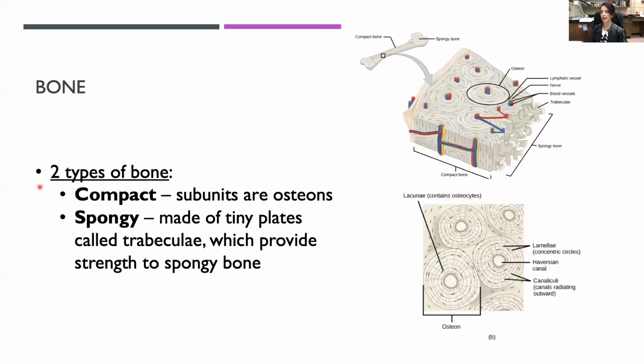We have two different types of bone. We have compact and we have spongy. The subunits of compact bone are called osteons, which is right here. So compact bone makes up the hard part surrounding it. And if we were to zoom in on that, we would see compact bone made up of osteons, and then the spongy bone here, which is made up of tiny plates called trabeculae. And the trabeculae act as struts, basically, to confer stability and strength to the spongy bone.